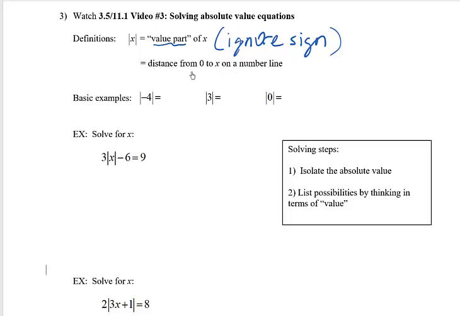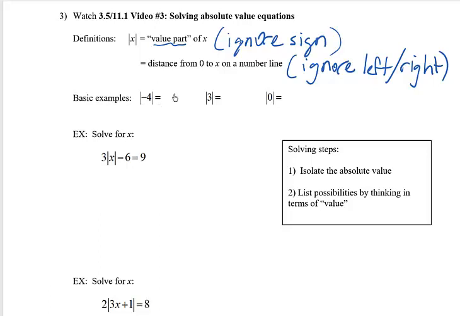It stands for, technically, how many steps you would have to walk from 0 to that number on a number line. It doesn't matter whether you're moving to the left or to the right. So you can ignore left and right. You're just counting spaces. So as a couple of very simple examples, this is read the absolute value of -4.